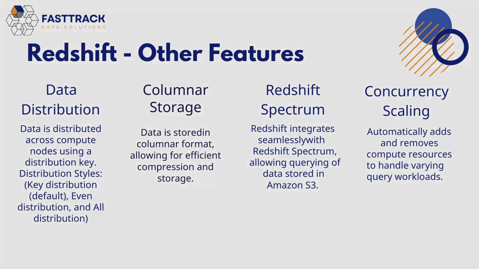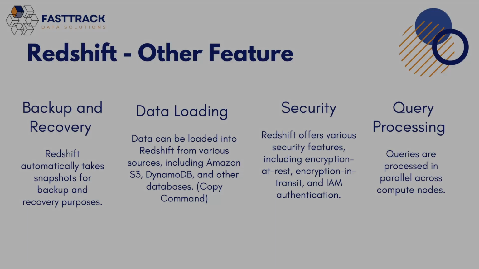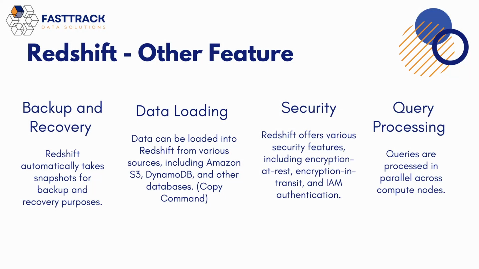Other key Redshift features include data distribution for efficient query processing, columnar storage for faster analytics, Redshift Spectrum to query data directly in S3, and concurrency scaling to handle multiple queries without slowing performance. It also provides backup and recovery to protect your data, efficient data loading for fast ingestion, robust security with encryption and access controls, and optimized query processing for high-performance analytics.